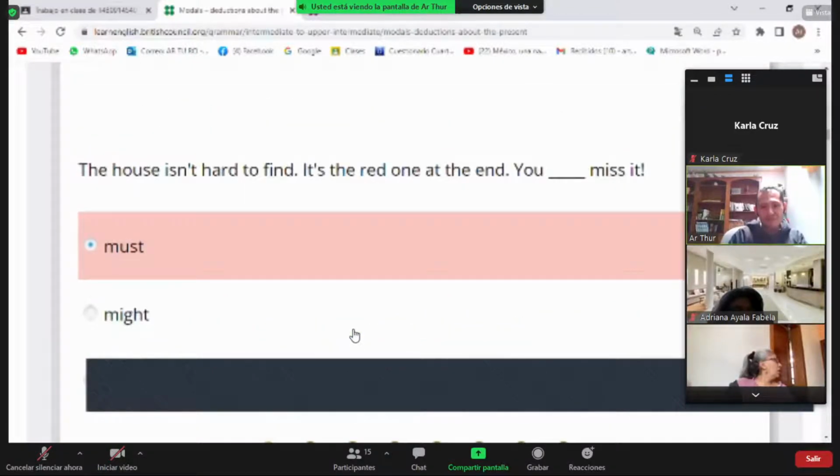The house isn't hard to find. It's the red one. You might.